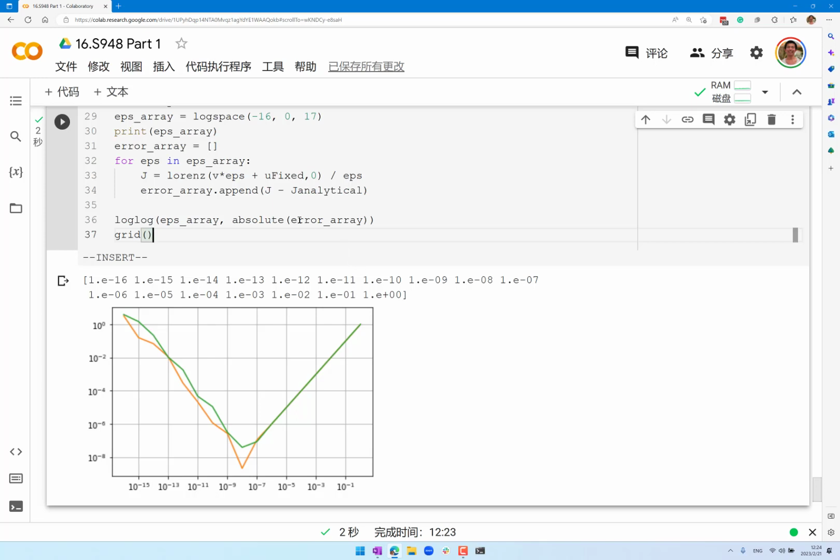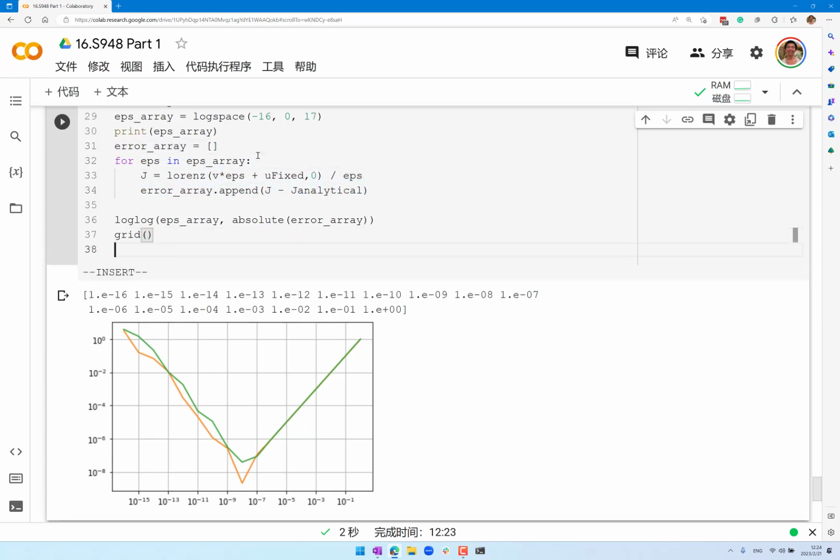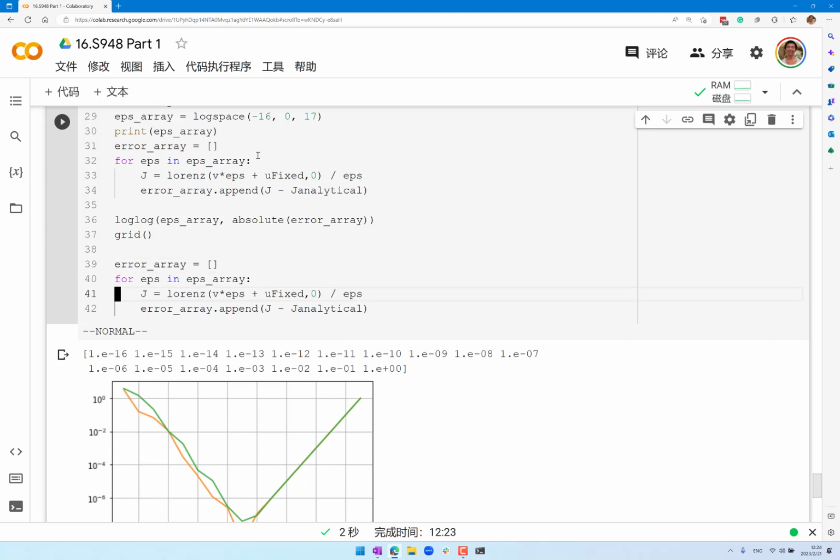Higher order method, right? What we are doing is a first order finite difference. Instead of that, we can do a second order finite difference. Instead of taking just one Lorentz evaluation, we can take a plus evaluation minus a minus evaluation, then divided by 2 times epsilon, right? So that's a central difference formula. Okay, and then let's just plot this again.